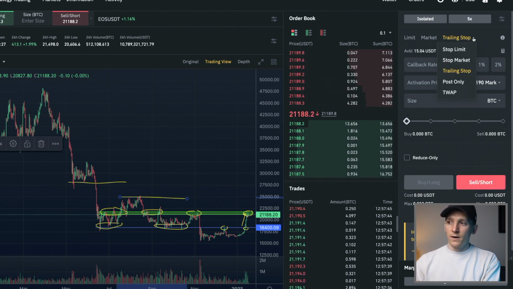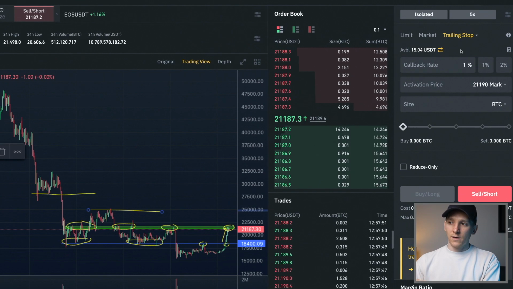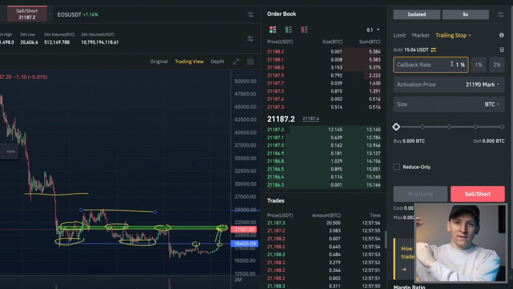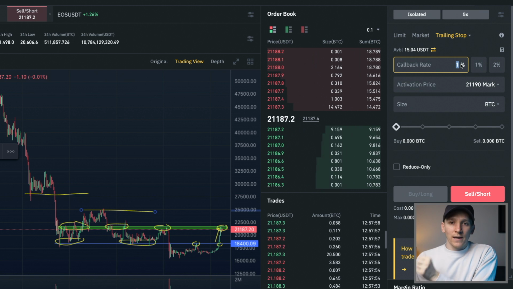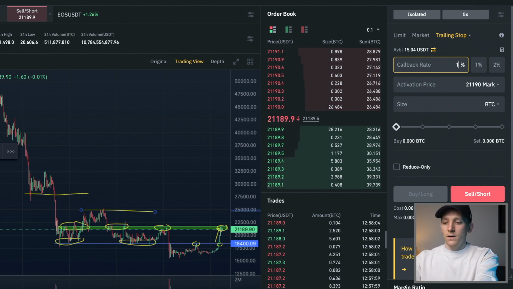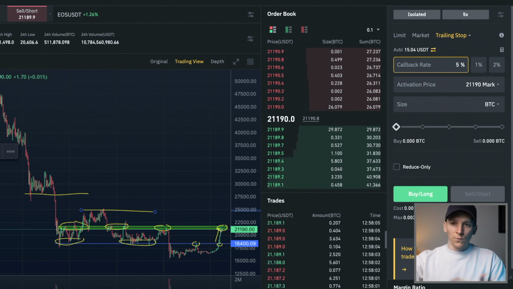I'm using Binance right here, as you can see. So you use a trailing stop. Now, as you can see, you have an activation price and a callback rate, as they call it. The callback rate is how many percent away from the actual price you want this sell order to be. The closer it is, the more chance you have of getting stopped out. So 1%, if it moves 1% down, you get stopped out straight away. You can also choose 5%, 2%, whatever you would want. Maybe look at the ATR, support resistance there, and the volatility.